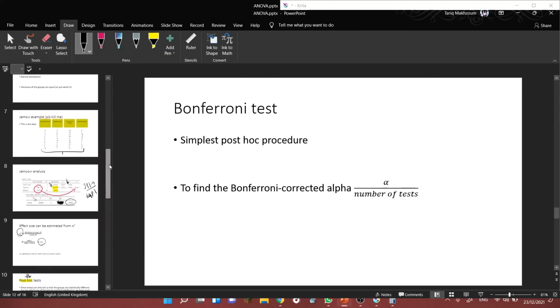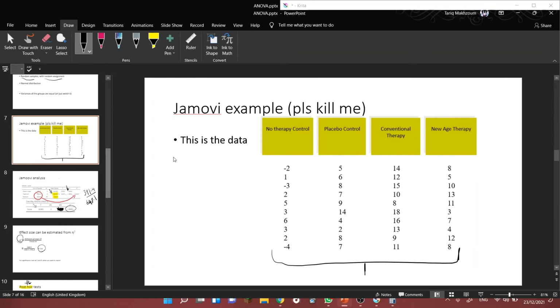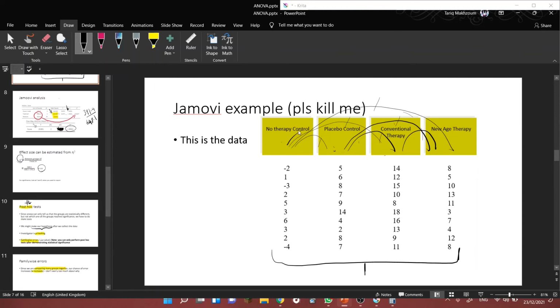Right, now if you remember over here, we had 4 groups. We had no therapy to placebo, no therapy to conventional, and no therapy to new age. We had placebo to no therapy, placebo to conventional, and placebo to new age. We had conventional to no therapy, conventional to placebo, and conventional to new age, and then new age to no therapy, new age to placebo. So if you add up the number of lines that I've drawn over here, that's 1, 2, 3, 4, 5, 6, we've run 6 tests, right? We've made 6 comparisons between the 4 groups.